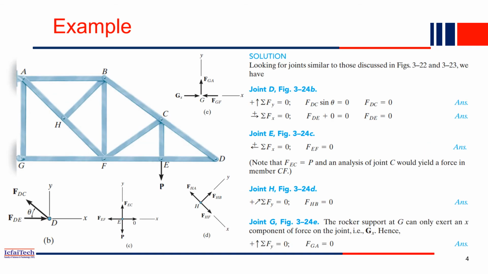Now let's see one simple example of how we can find the zero force members. This is a truss which is connected, and A and G are the two joints, basically the supports. This is a simple truss. Now only one force is acting, at E. Can you tell me which members are actually zero force members?